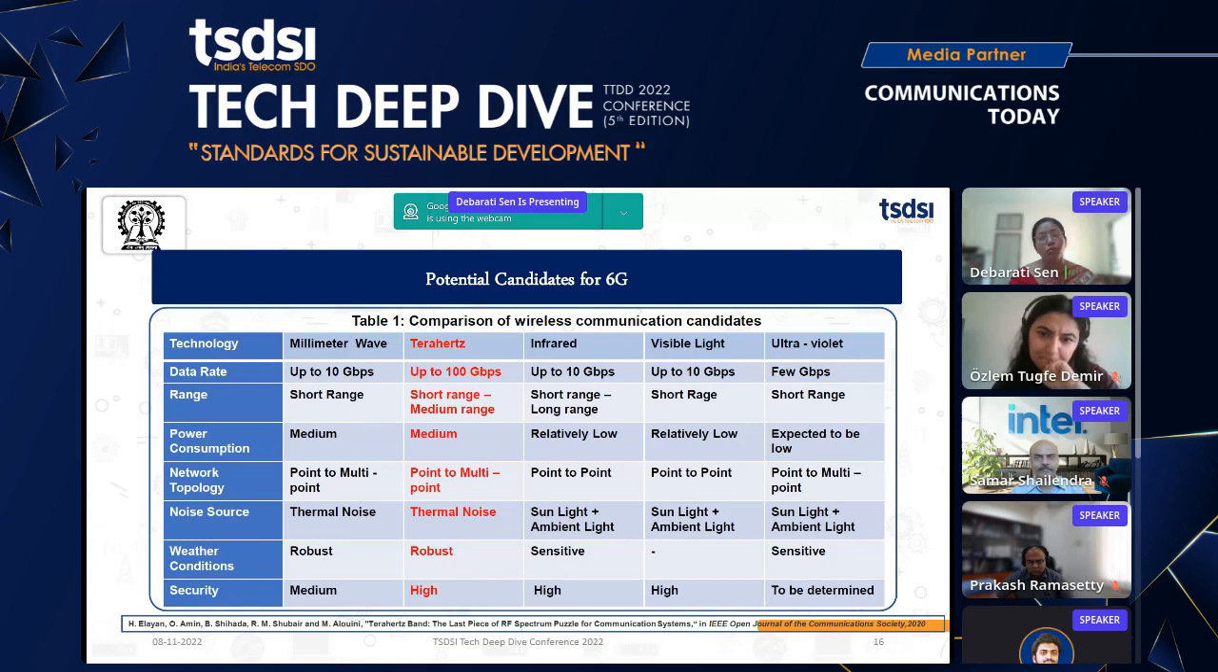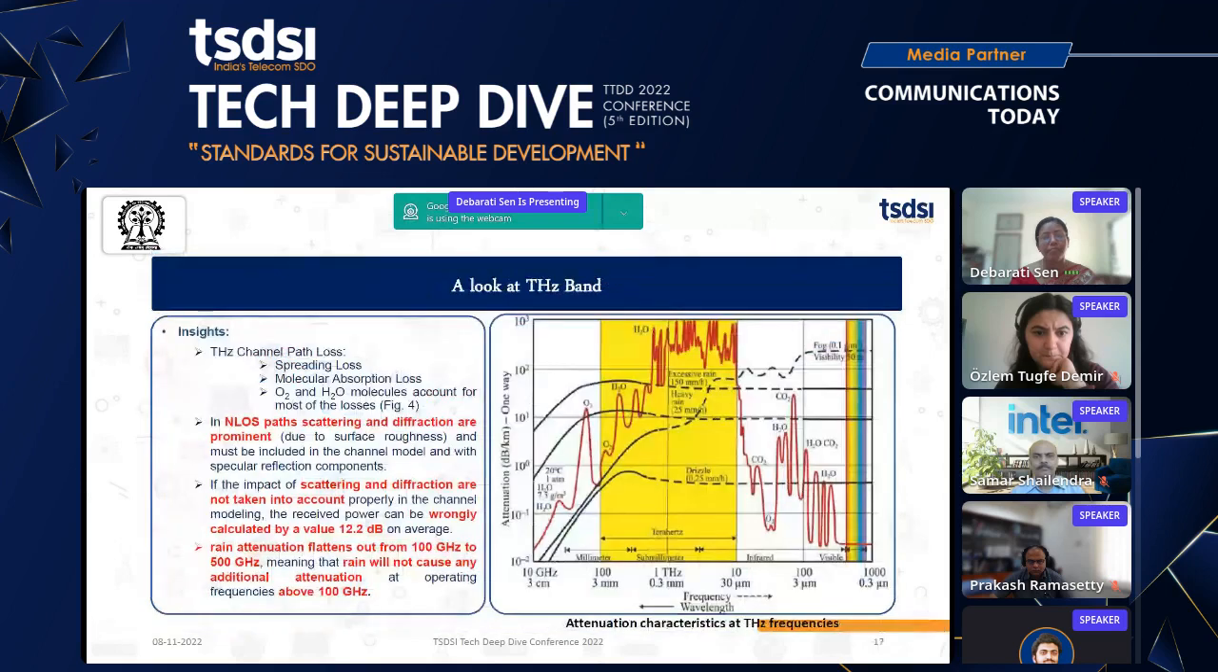Security wise, visible light communication can also give us very high security in terms of point-to-point communications, enabling five-layer security in the communications, but that can also be enabled via the terahertz and higher millimeter wave area.